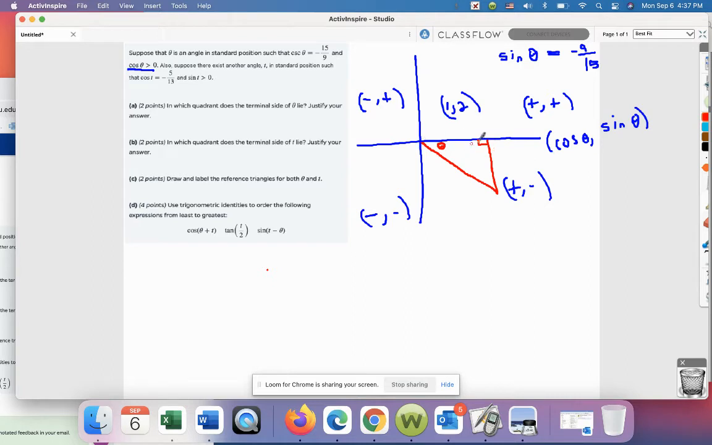So I know I got positive, negative, right? Well, I know I got sine of theta is negative 9 over 15. You remember what sine is? Remember SOHCAHTOA? Everybody remember SOHCAHTOA?